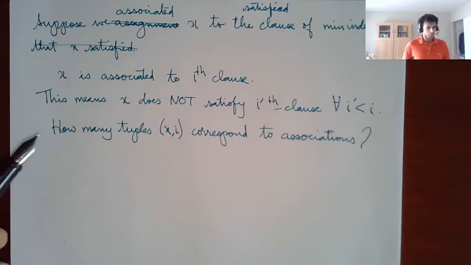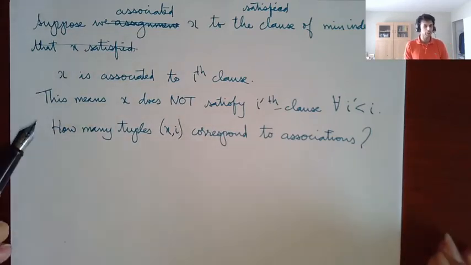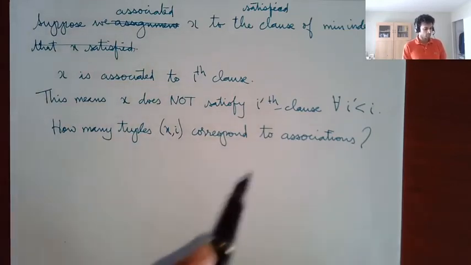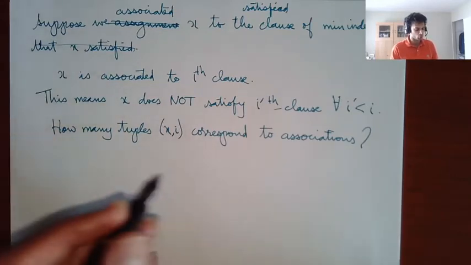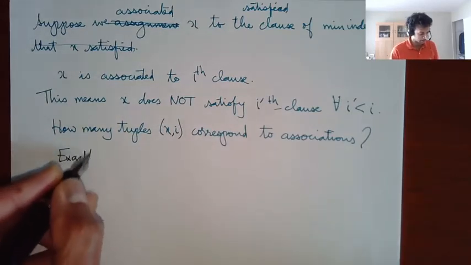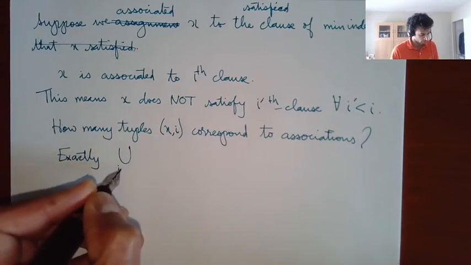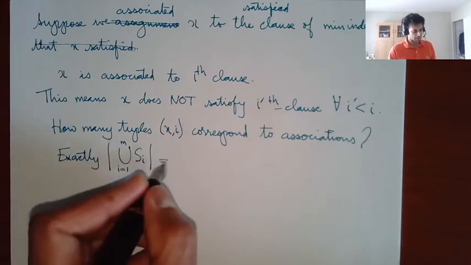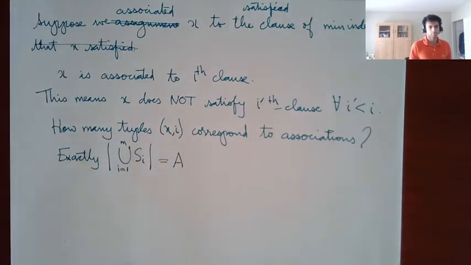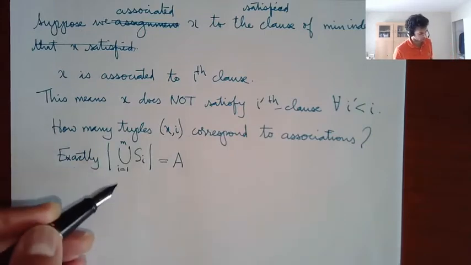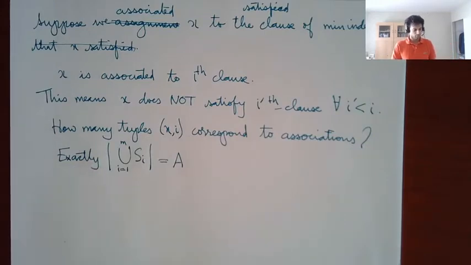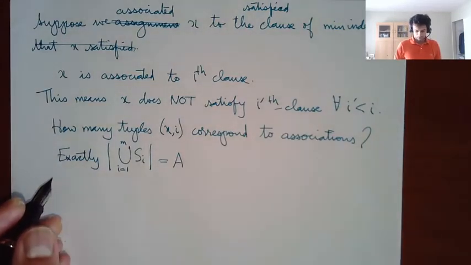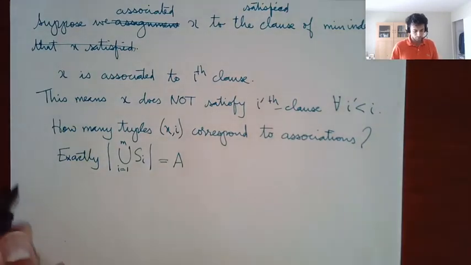Exactly. So, sort of an alternate way of saying this is that every x in the union is assigned to just one clause. So how many tuples correspond to associations? It's exactly the union. It's exactly that, which is A. So how many tuples correspond to associations? Exactly A. Okay, so does this make sense?